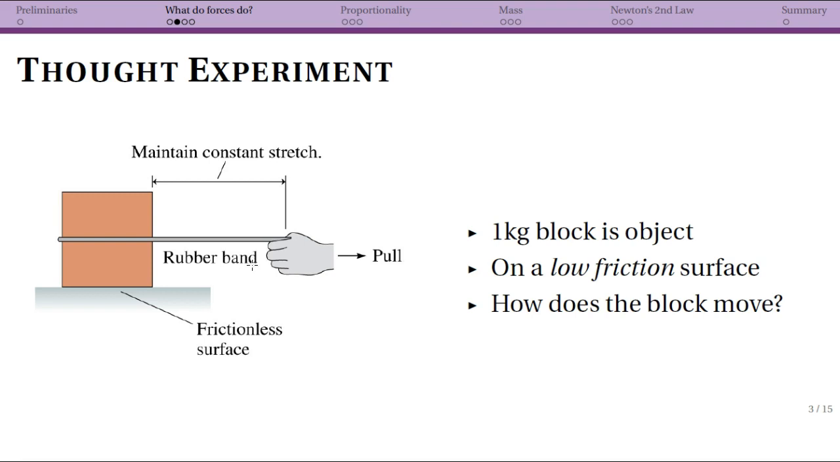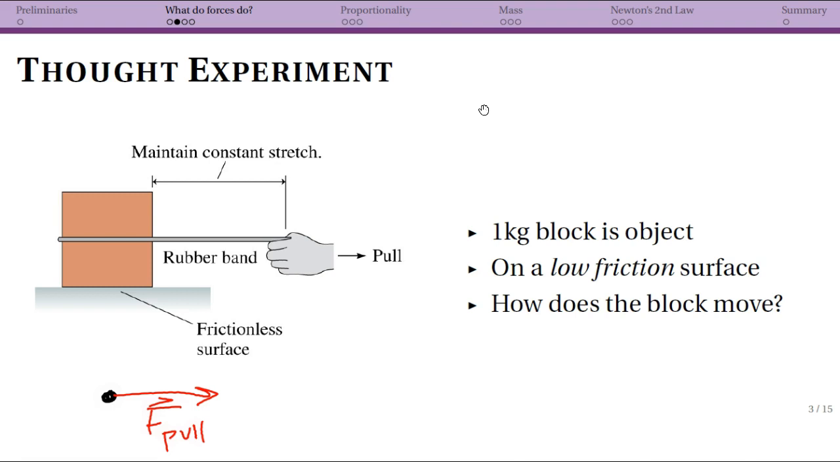Now the question is, how is the block going to move? And now again, we have to maintain this constant stretch. So as the block moves a little bit to the right, my hand has to also move to the right so that the rubber band stays stretched the same length. And remember that the block is our object, and so what we would have is a force from the rubber band pulling this way. So I could call this F pull, for instance. And we'll keep it stretched the same, and we want to ask, how will the block move as a response to this?